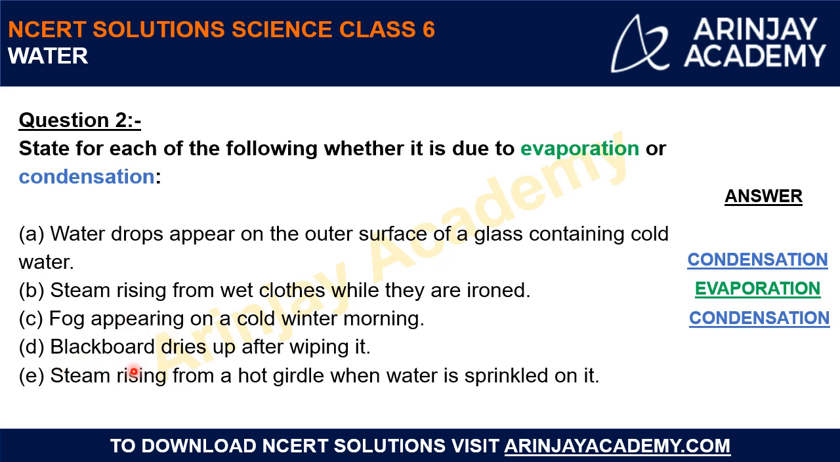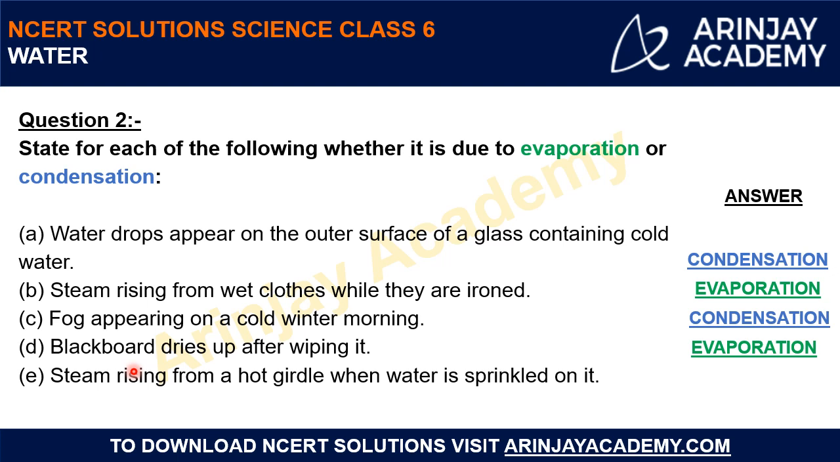The fourth one here is blackboard dries up after wiping it. When we clean the blackboard with a wet cloth or a wet duster, after some time we see that the blackboard completely dries up. So what happened? Again, the water present on the surface of the blackboard got converted into water vapor. So this is again an example of evaporation.